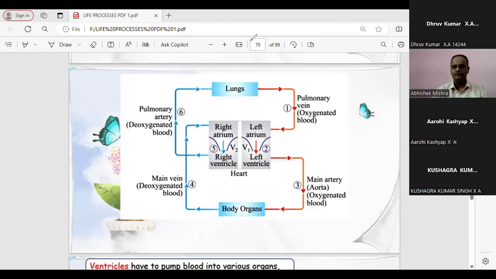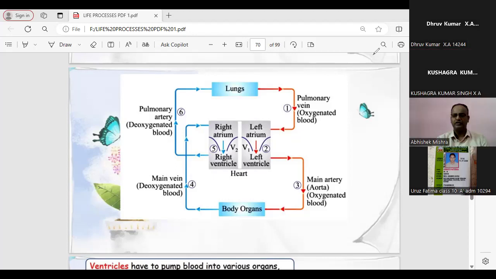Why do the ventricles have thick walls? Okay, Dhruv, unmute yourself. Sir, because in the ventricles the blood flows with a high pressure. Okay, the blood flows with a high pressure, correct? Good, Dhruv. You can mute yourself.